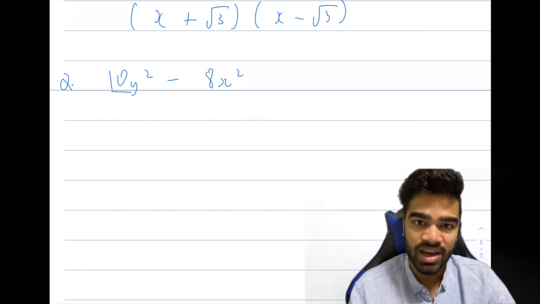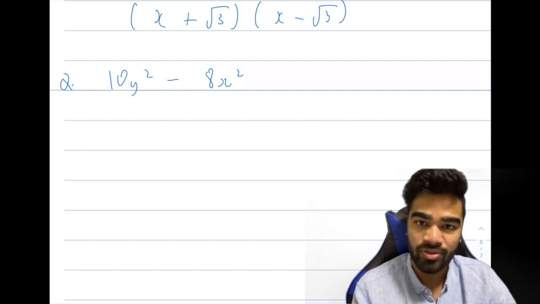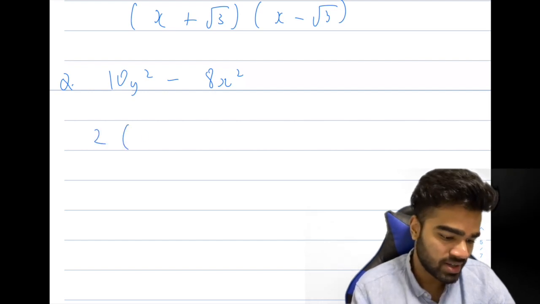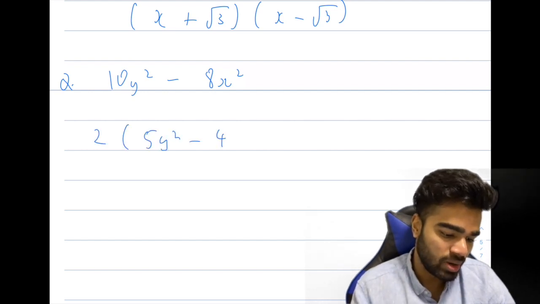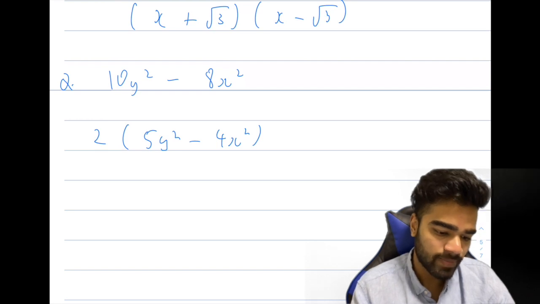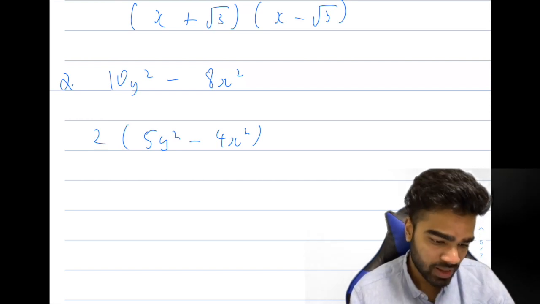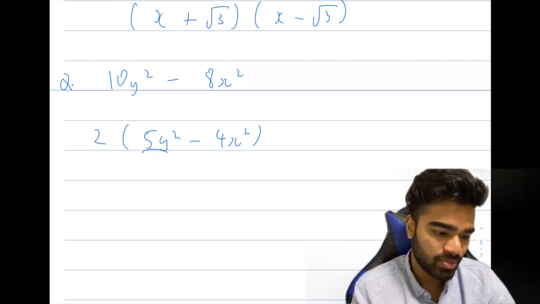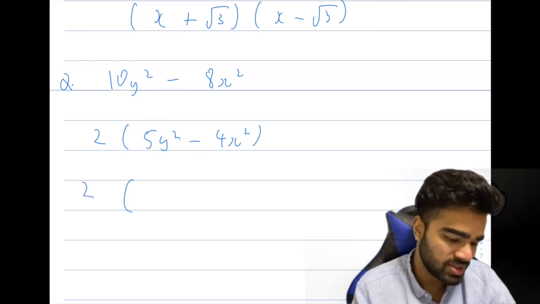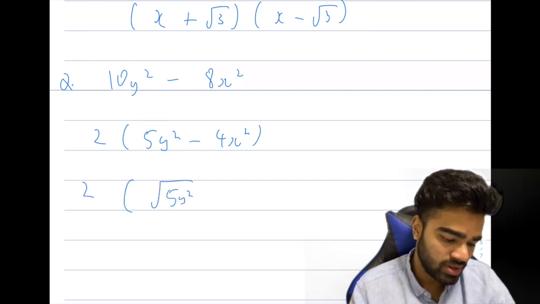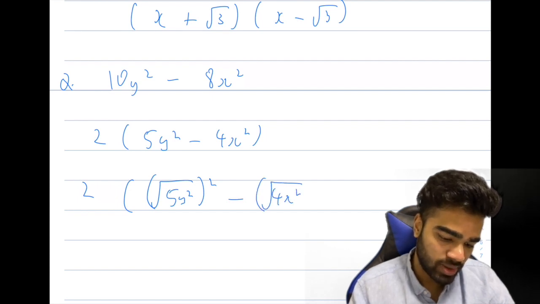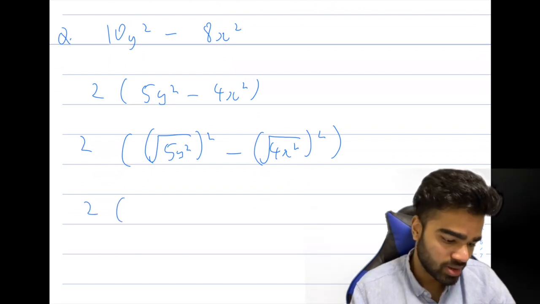Okay, first, neither of these are square numbers. If they're not square numbers, what do you do first? Then you take out the common factor. What's the common factor? It's 2. So you have 2 times y squared minus 4x squared. So it's a common factor. Then you can see one of these is a square number, but this is not a square number. So we still have to do the same thing. 2 square root this, 5y squared, whole thing squared, minus 4x squared, you square root it, and then square root again. Boom, like so. So it's going to be 2.